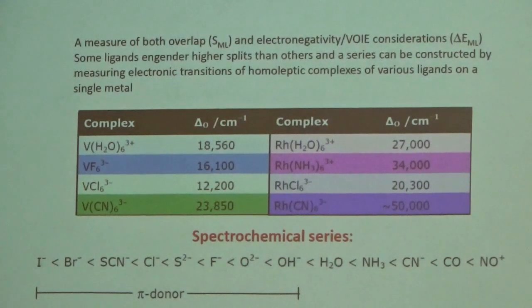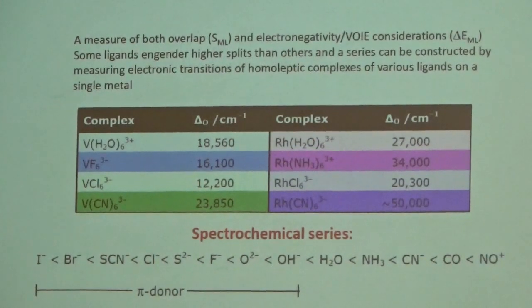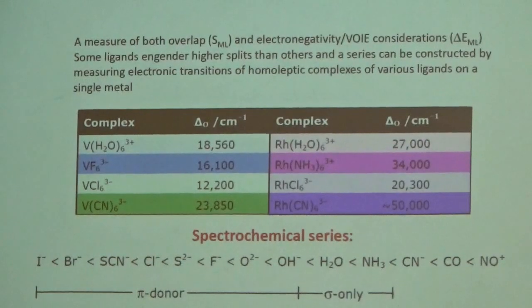And that pi donation serves to actually lower the energy gap, and you see things like iodide, bromide, chloride, sulfide, fluoride, etc. Right? Then you have things that are essentially not very good pi donors, essentially only sigma donors, things like water and ammonia. And then you have things that are very good pi acceptors, and these pi acceptors are the ones that are going to give rise to very, very large splittings, whereas the sigma-only case will be at some intermediate level, and these pi donors will, of course, create the small splitting.